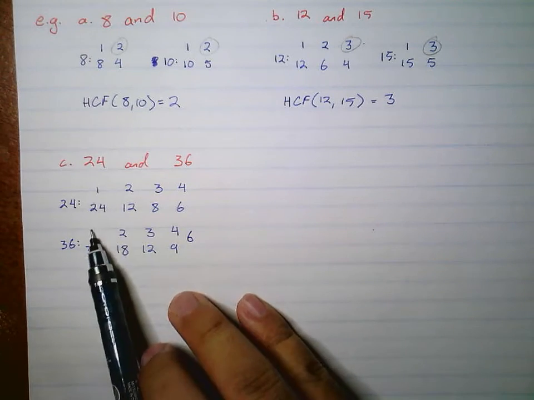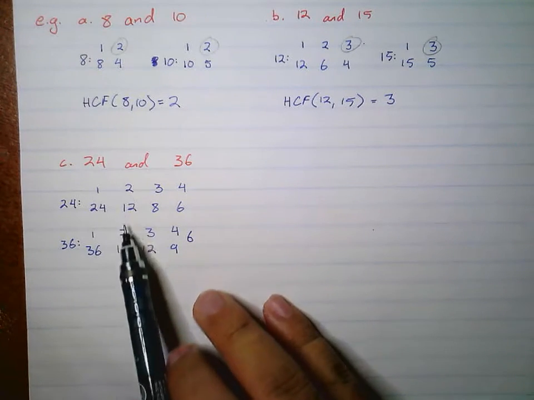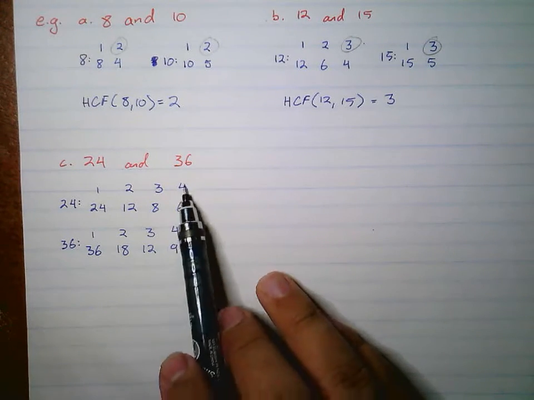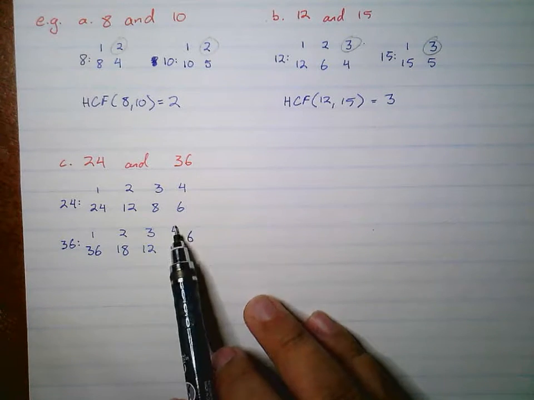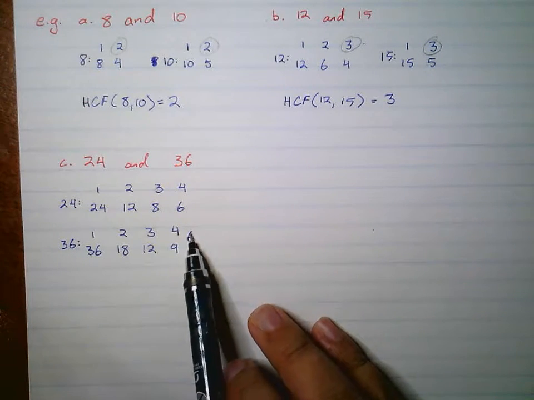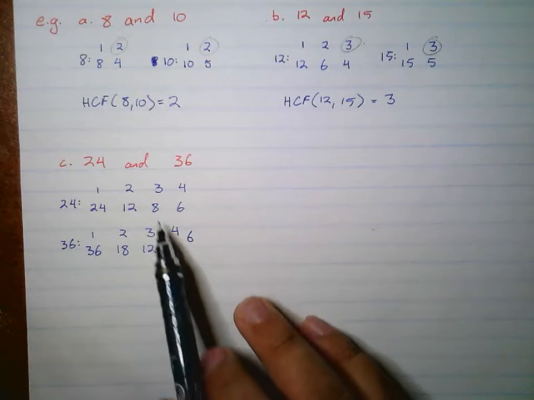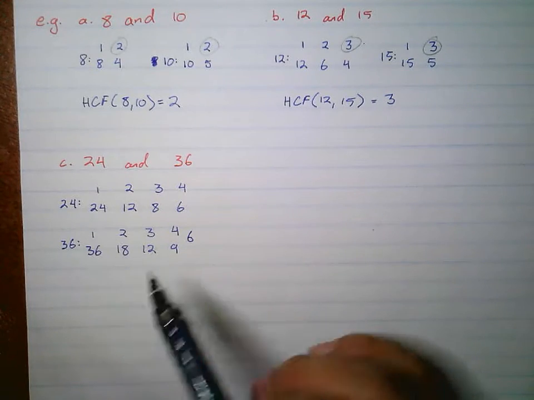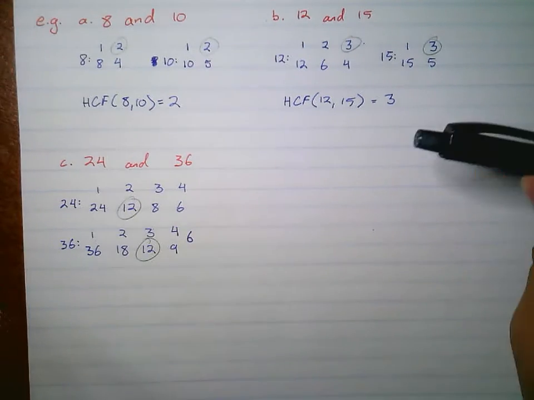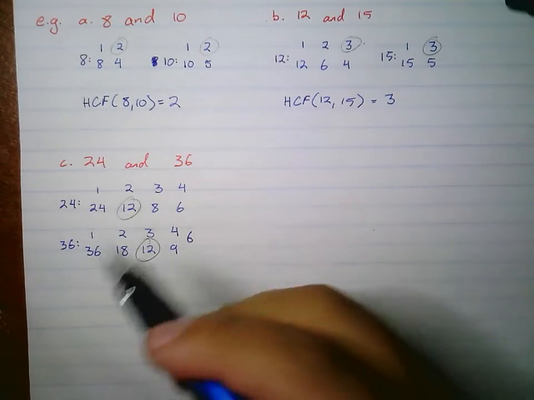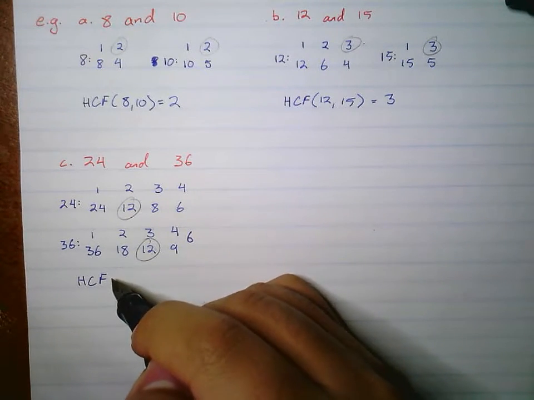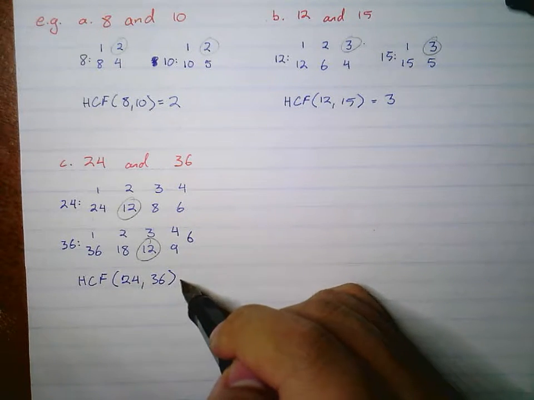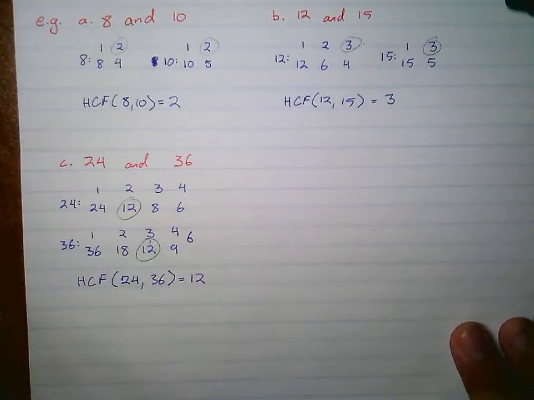So now, which is the highest common factor between both of them? Let's take a look. 1 is common, but 2 is common. 3 is also common. We want the highest one. 4 is common. 6 is common. We have no 9s. We have 12s. And I believe that's the highest one we have. So 12 is our highest common factor. So put HCF between 24 and 36 is 12.